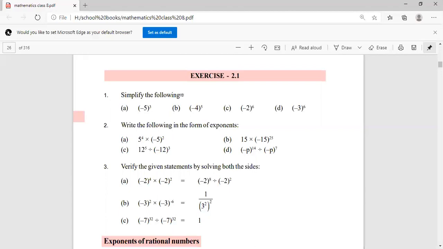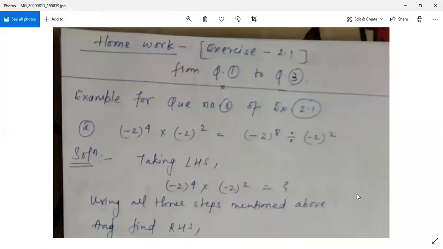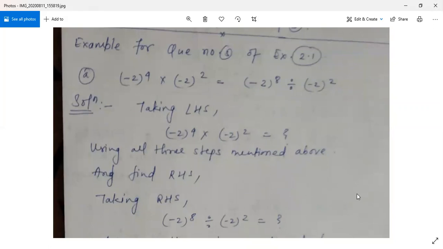Okay, the third part, let me tell you how you have to solve the third question. I'll be telling you how to solve question number 3. I hope you have written down your questions. Then I'll be telling you question number three. Let me tell you about the first question.